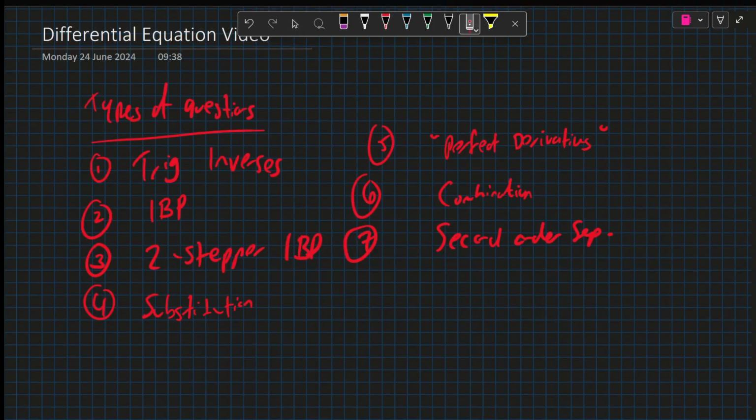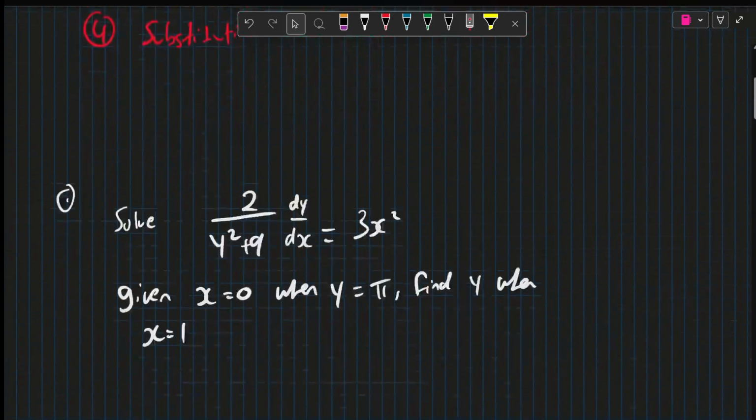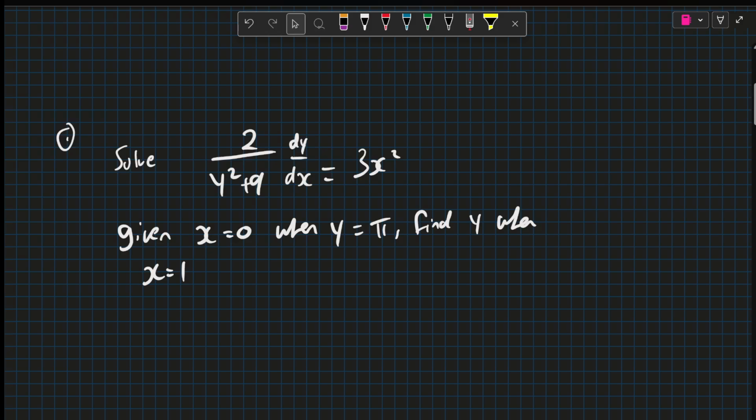The main ones I'm going to be dealing with that come up a lot are trig inverses, integration by parts, two-step integration by parts, a substitution, what I like to call the perfect derivative, then a combination of both perfect derivatives and some integration by parts, substitution even, and some second order separable, which are on the course but haven't come up in quite some time. So the first one is utilizing the trig inverses.